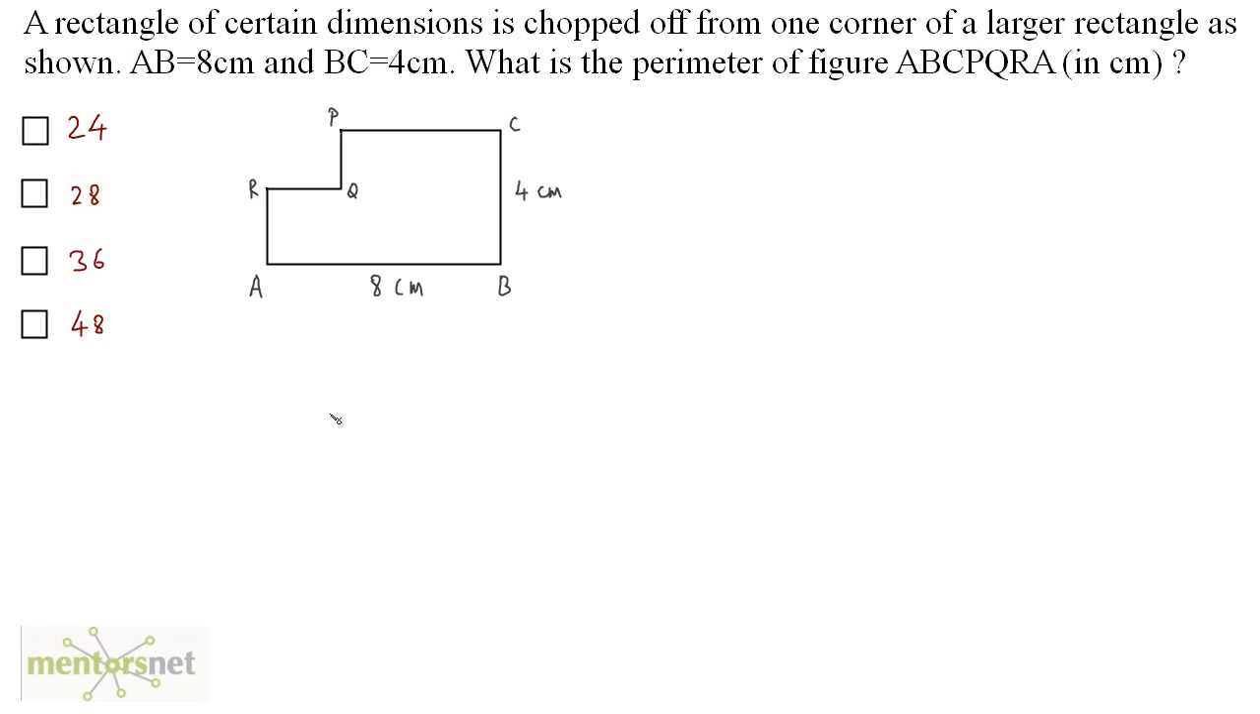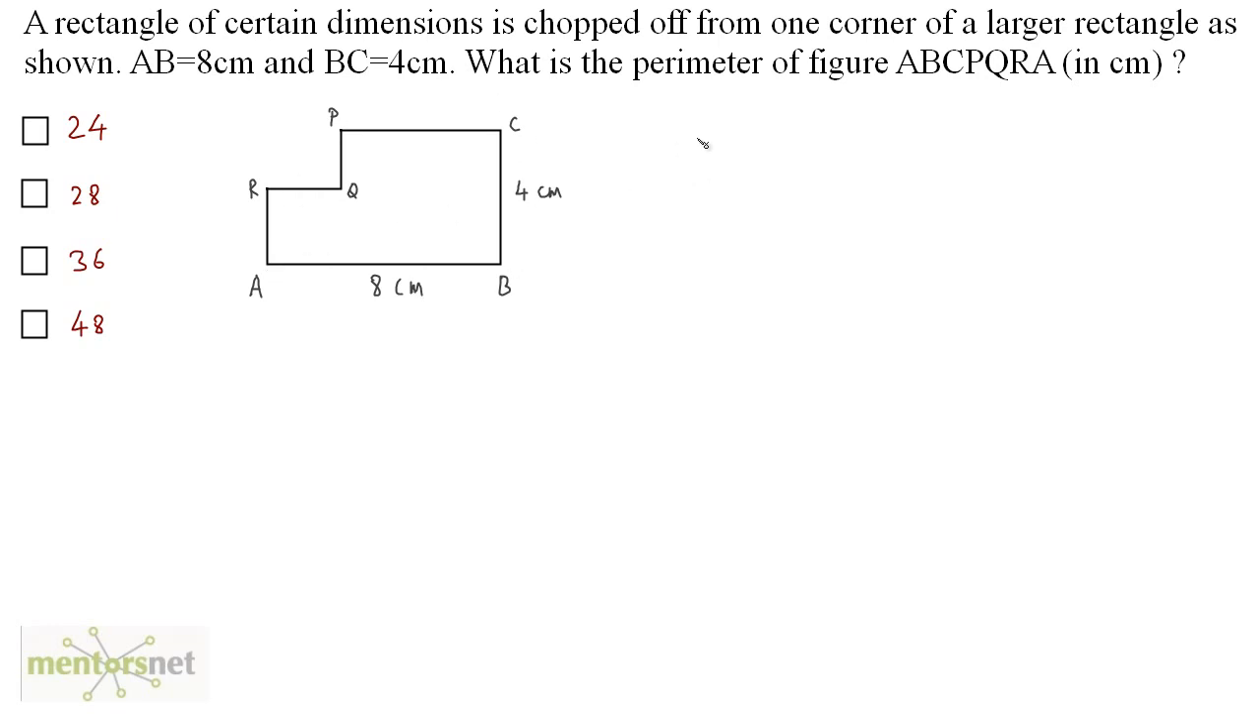A rectangle of certain dimensions is chopped off from the one corner of a large rectangle as shown. Here AB is equals to 8 cm and BC is 4 cm. What is the perimeter of this figure ABC PQRA in centimeters? Well, the perimeter of this figure will be the addition of the lengths of all the sides.